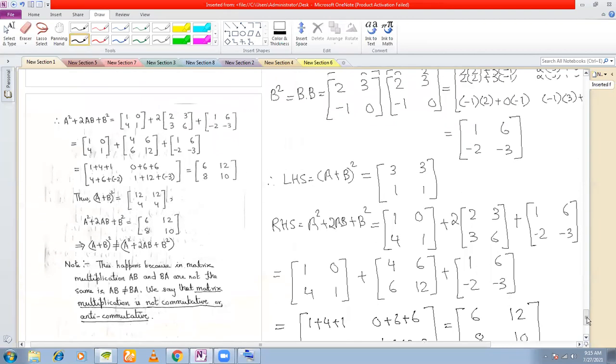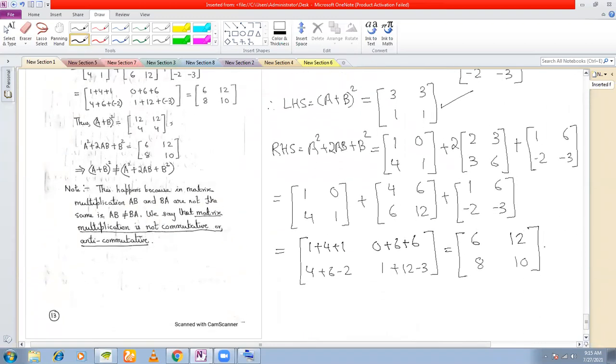So what you see here, the left hand side was this matrix, and the right hand side, A square plus 2AB plus B square, we have got this matrix. So clearly, A plus B whole square is not equal to A square plus 2AB plus B square, where A and B are matrices. Okay.